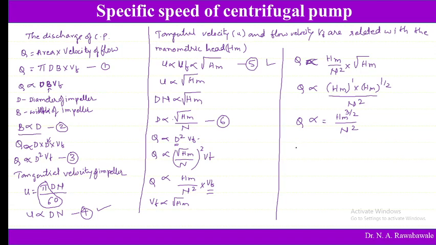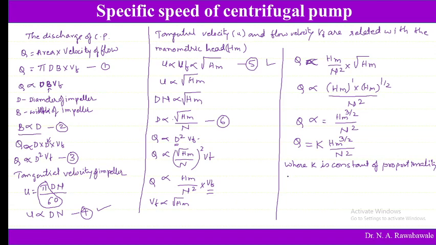Now removing this proportionality sign, we can take a constant k: q is equal to k hm to the power of 3 by 2 divided by n square, where k is the constant of proportionality.